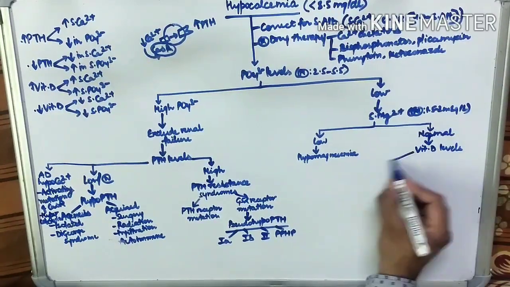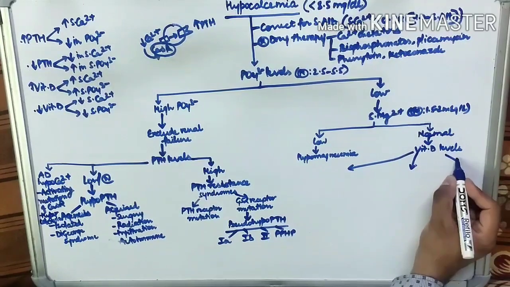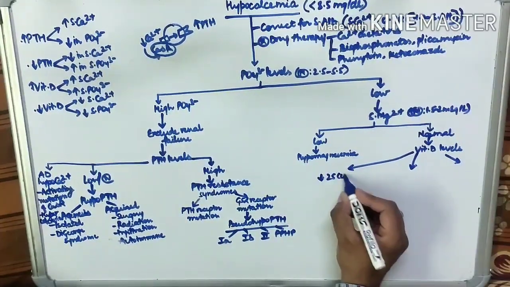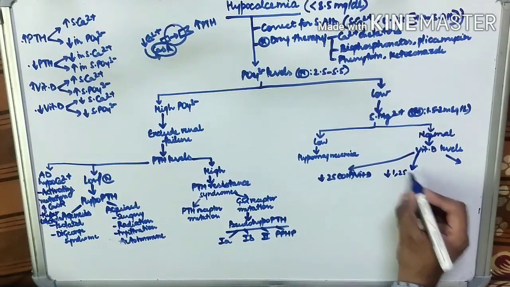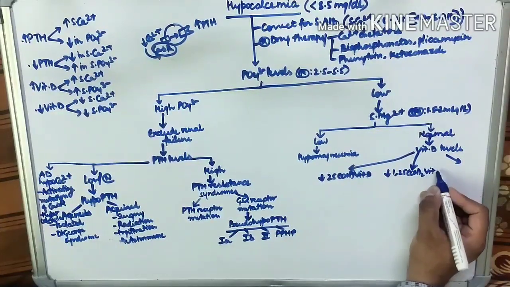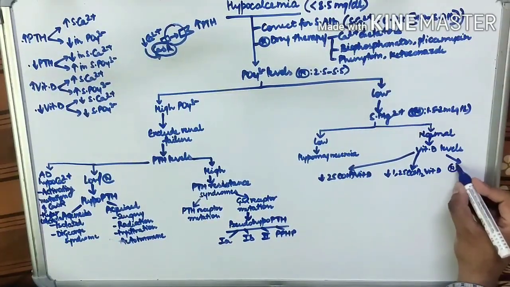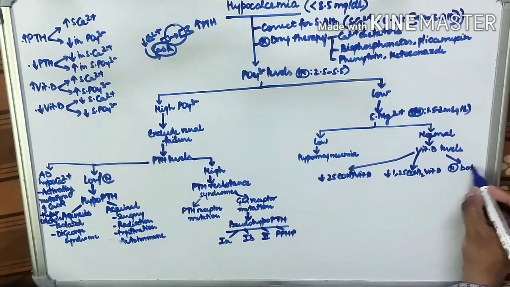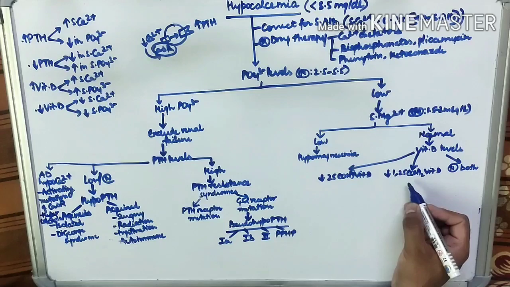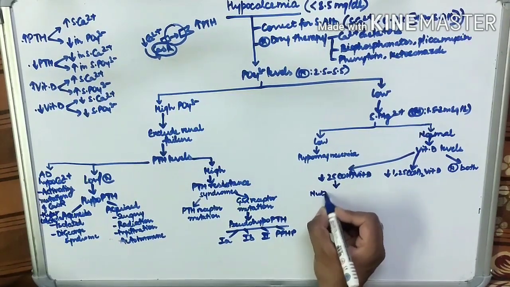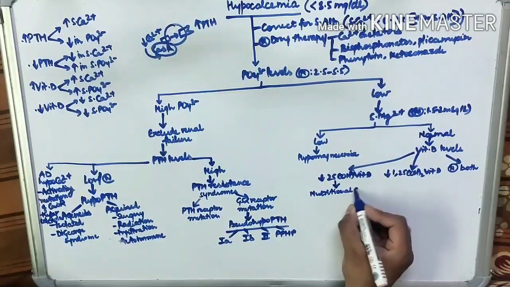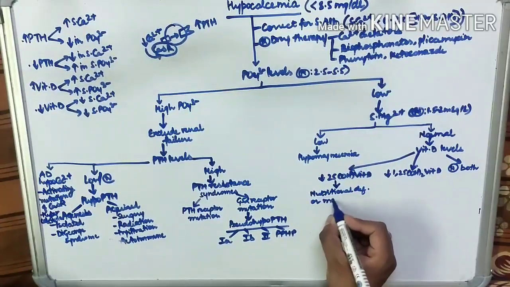Now, there could be three possibilities: decreased 25 hydroxy vitamin D levels, decreased 1,25 dihydroxy vitamin D levels, or normal both 25 hydroxy and 1,25 dihydroxy vitamin D levels. So if there is a decrease in 25 hydroxy vitamin D levels, which reflect the body stores of vitamin D, that suggests that the patient is having nutritional deficiency or malabsorption states.